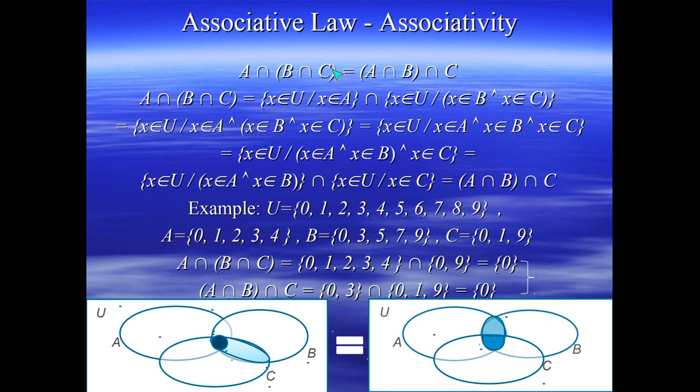A intersection, B intersection C, but first we intersect B and C and then intersect this to A. This should be equal to, according to this proposition, A intersection B in parentheses, intersection C. So it should not make a difference if we intersect first B and C and then intersect with A, or we intersect first A and B then intersect this with C. It should not make any difference. This is the proposition we have to see and prove.